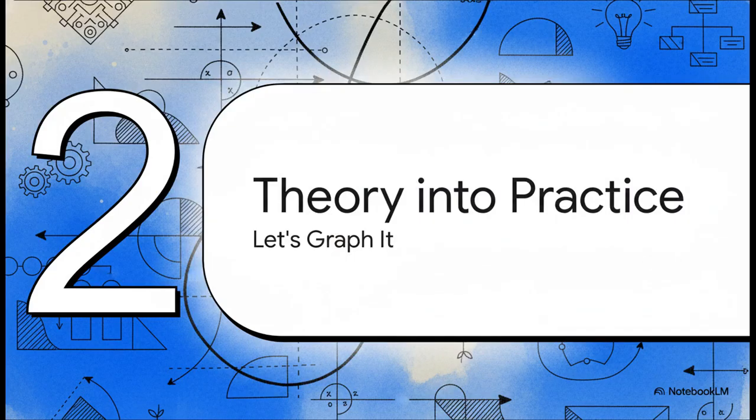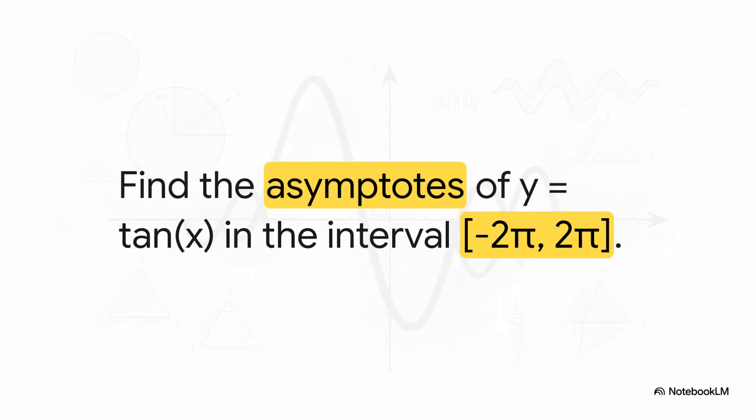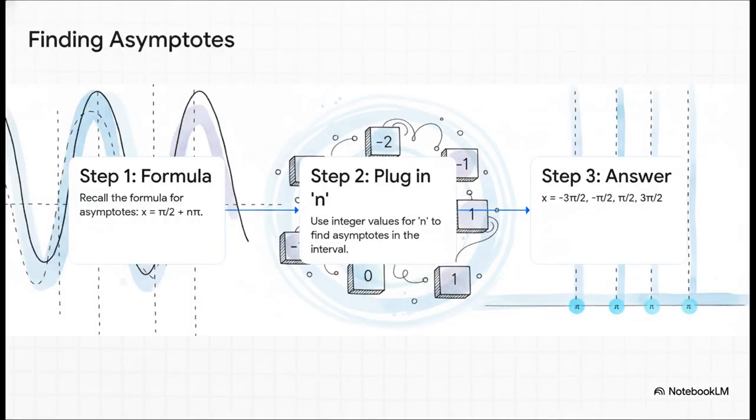Okay, theory is great, but let's actually get our hands dirty and see how these rules work in the real world with a couple of typical problems. All right, here's a classic example you're almost guaranteed to see. We need to find all the vertical asymptotes for the tangent graph, but only within this specific window, from -2 pi to +2 pi. And it's a really straightforward process.